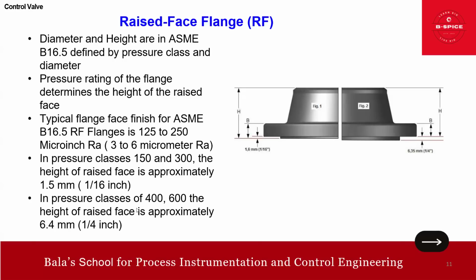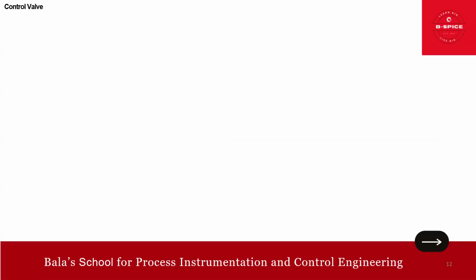In pressure classes of rating 400 and 600, the height of the raised face is approximately 6.4 mm. You can see here, this one, 6.4 mm. So it is approximately 1/4 inch. Okay, so that is the point we should remember, friends. Now we are done with the raised face.